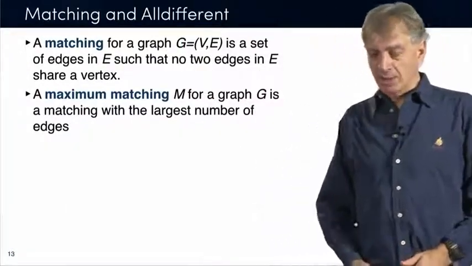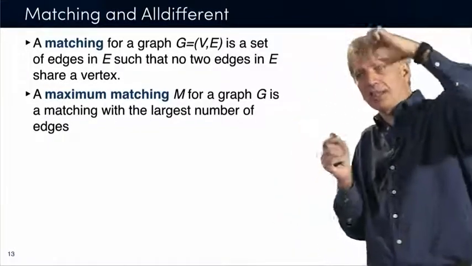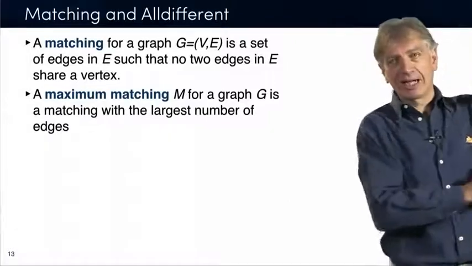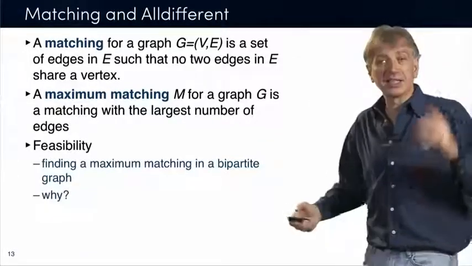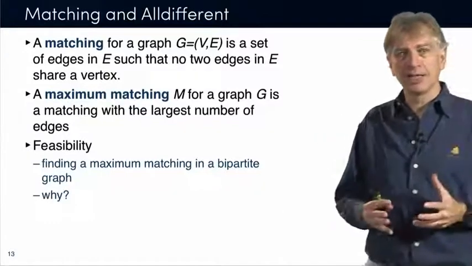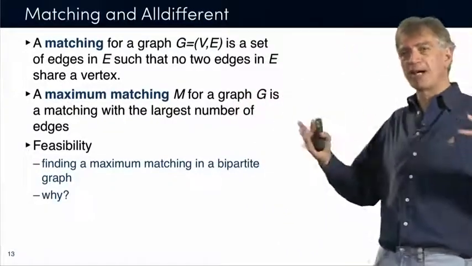Okay, and so the constraint, of course, is as soon as you select an edge, you select two vertices, and these vertices cannot be selected by any other edges. So you have to select these edges carefully. Okay. And so why is this interesting? Because essentially feasibility amounts to finding the maximum matching.